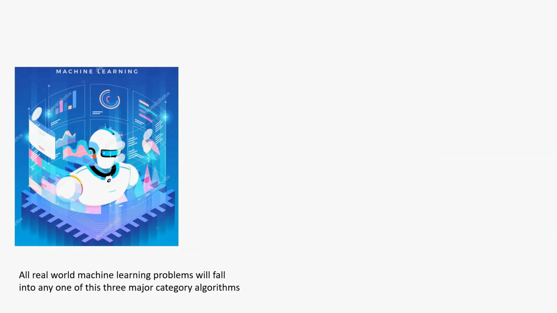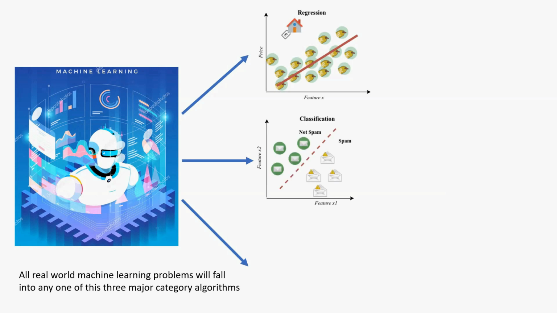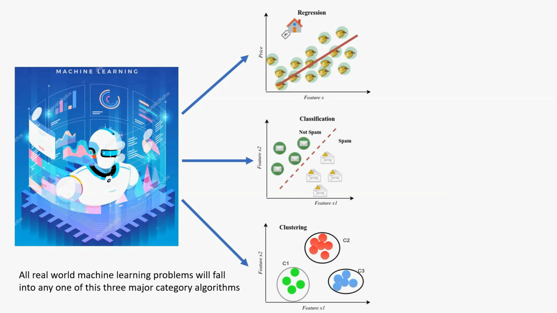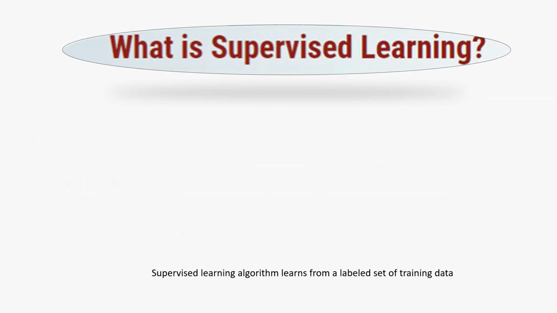All real world machine learning problems generally fall into one of three main categories of algorithms. Either the problem will be solved with regression, or with classification, or with clustering. The first two categories are grouped under supervised learning algorithms, and the last category is classified under unsupervised learning algorithms. Let's refresh what supervised learning is.